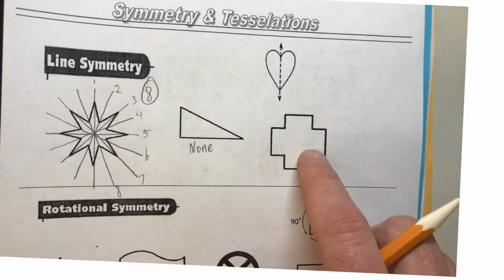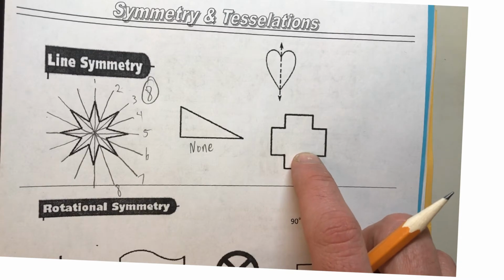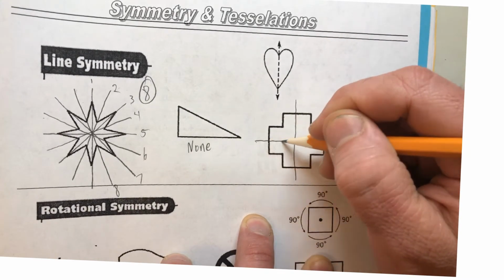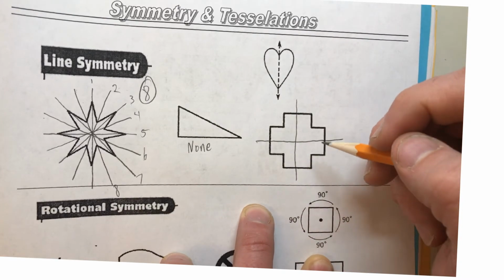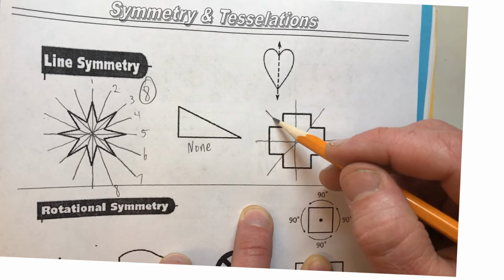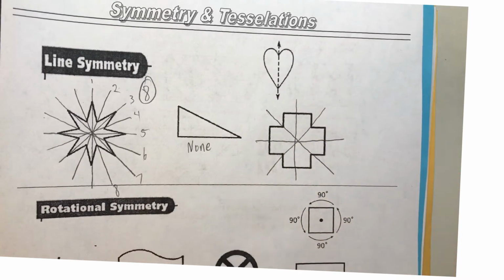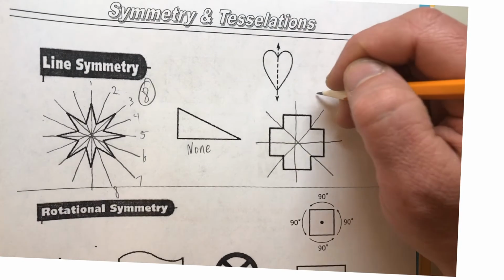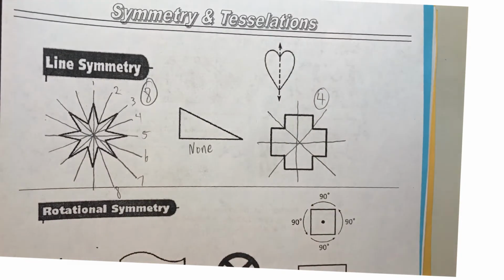Okay, what about on this T cross-looking thing here? Could I split it? Okay, so I could go right here. Go right here. Can I split it anywhere else? Like right there. That would split it symmetrically. Could I split it anywhere else? No, I don't think so. So there's 4.